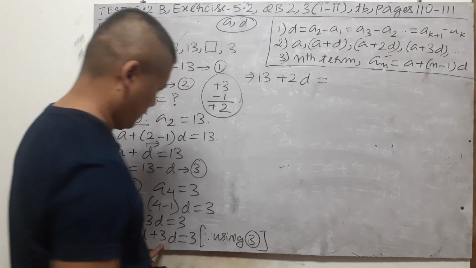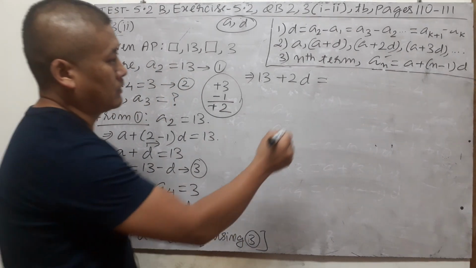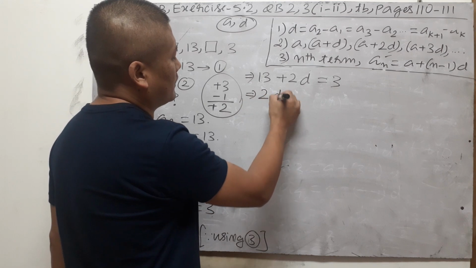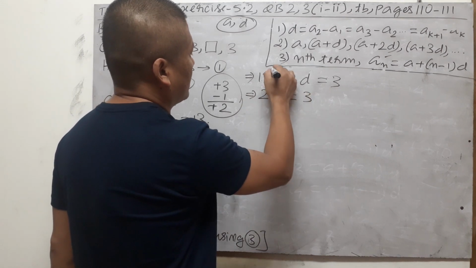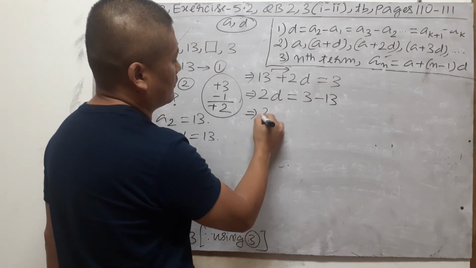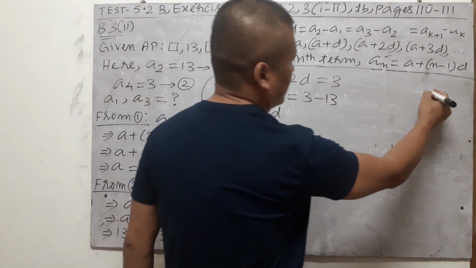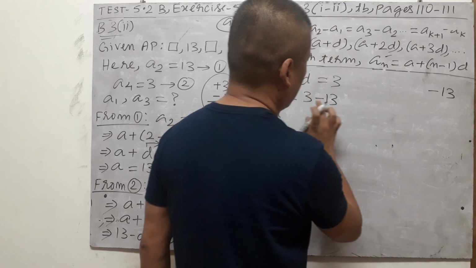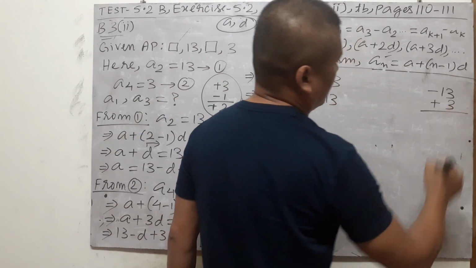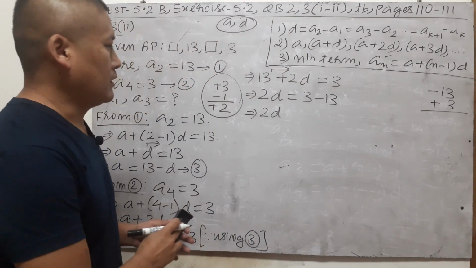Will be equal to this 3. Then we're trying to find D, so put a D here, and then 3 plus 13 go right side, minus 13. So 2D will be, bigger absolute value will always put it up, minus 13. Smaller is 3, having no sign means plus 3.